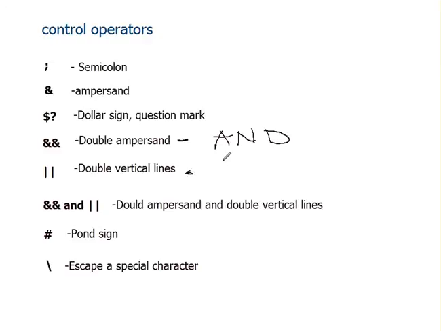The double vertical lines is a logical OR in a shell, okay? So do this or do that. Let's see a couple of examples of the logical OR command, the double vertical lines.